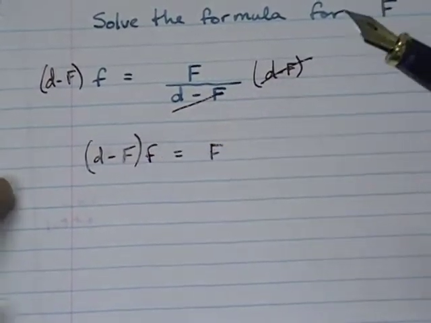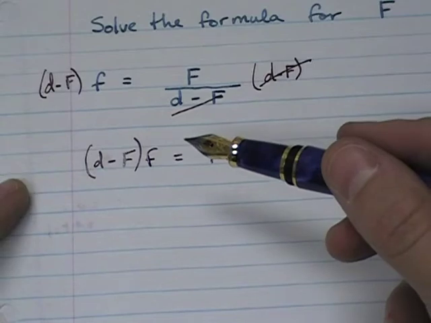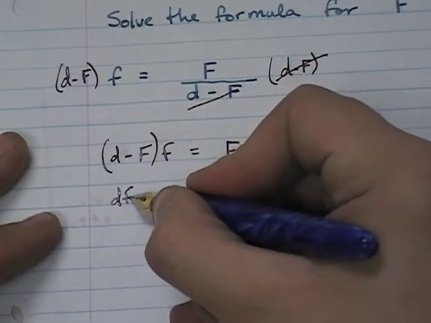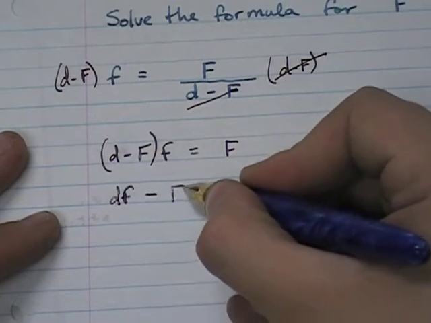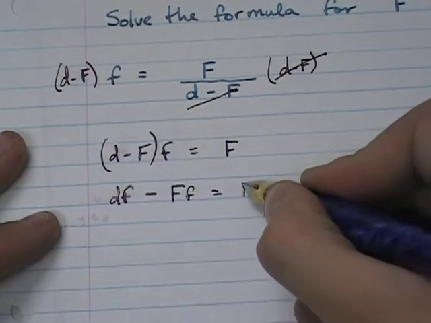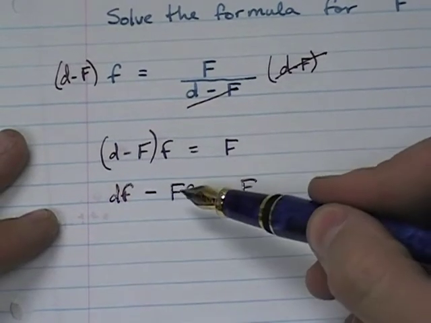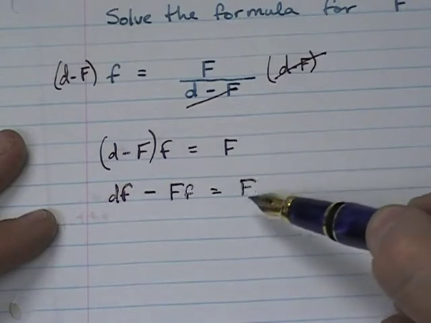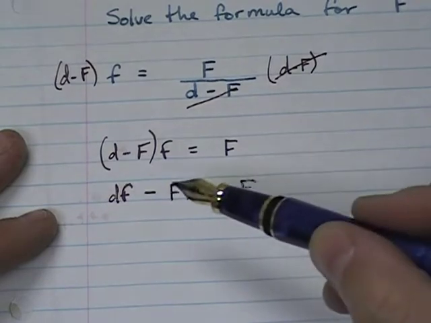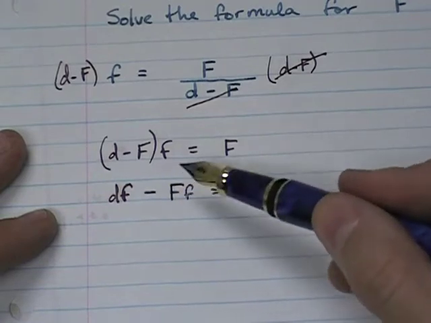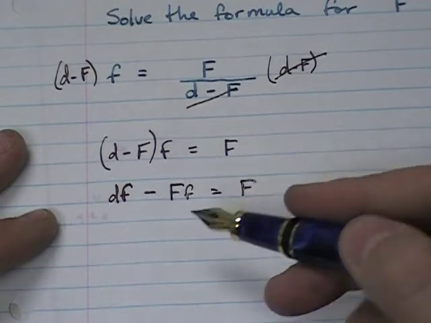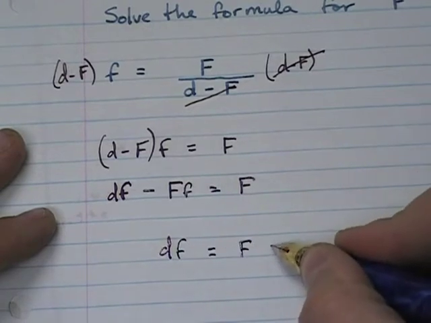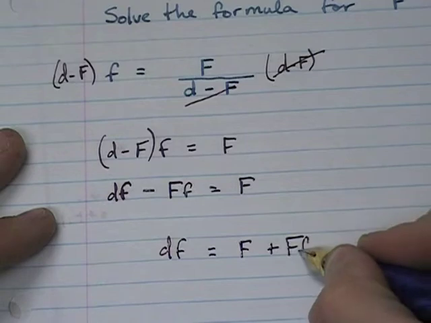Whenever you see this, basically, you're going to say to yourself, well, probably I should distribute. So let's distribute. What do we end up with? We end up with DF minus Ff equals f. So now, I've got capital F here, I've got capital F here. Your goal is to get these two together. So I'm going to move this one over here. That gives me DF equals F plus Ff.